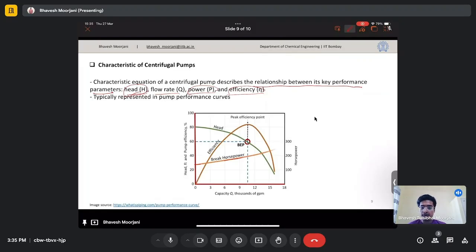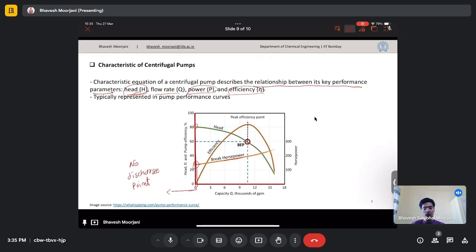So when we have a low flow condition, in that case we have the highest head while the power requirement is minimum. So generally this point is referred to as the no discharge point. So when we start the centrifugal pump, it's generally started by closing the outlet of the discharge valve.